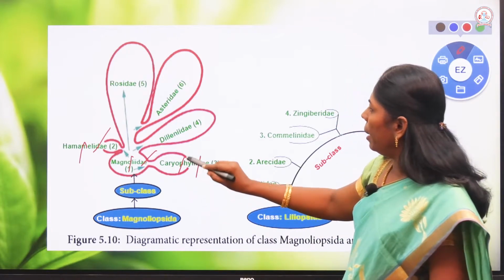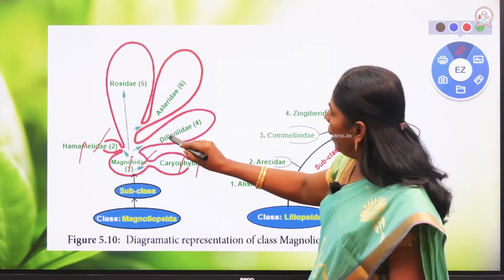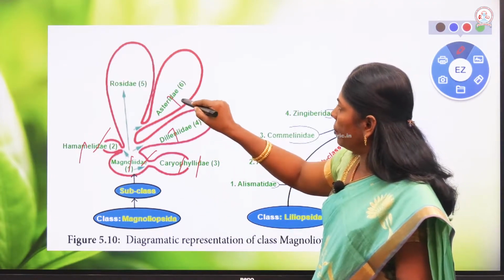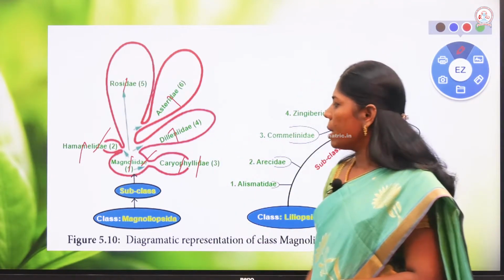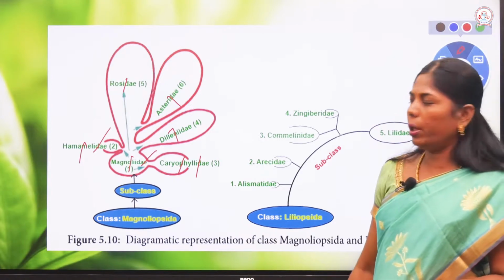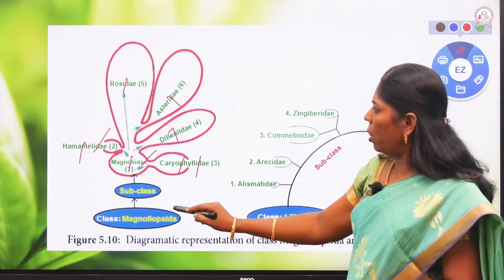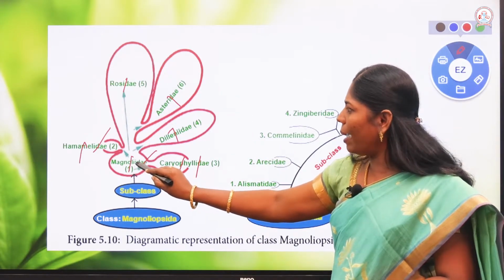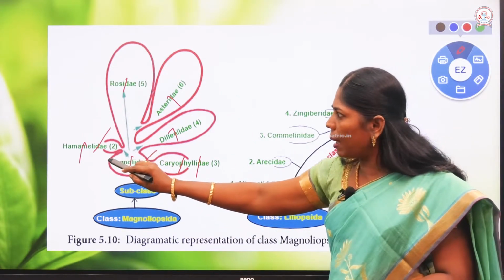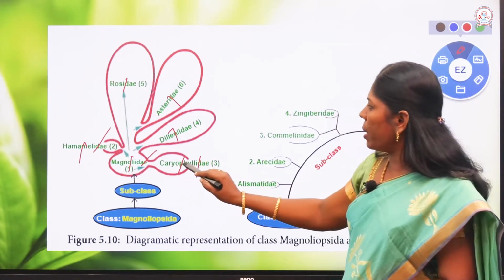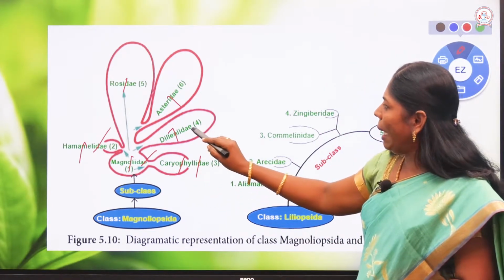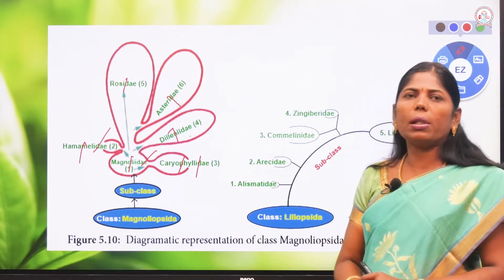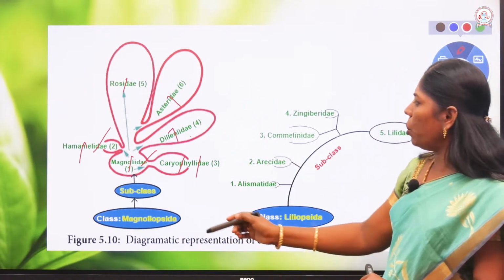Caryophyllae. Okay. Next one, the Dilleniidae. Next one, the Asteridae, Rosidae. So these are all the subclasses. The Magnoliopsida consists of 6 subclasses. Number 1 is Magnoliidae. Number 2 is Hamamelidae. And next are Caryophyllidae, Dilleniidae, Asteridae, Rosidae. So these are all the subclasses of Magnoliopsida.